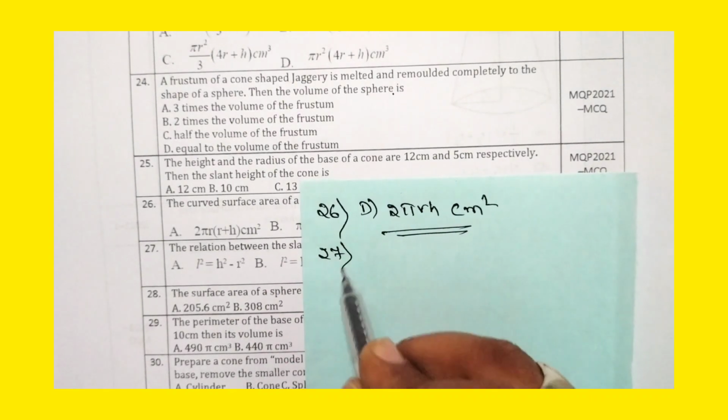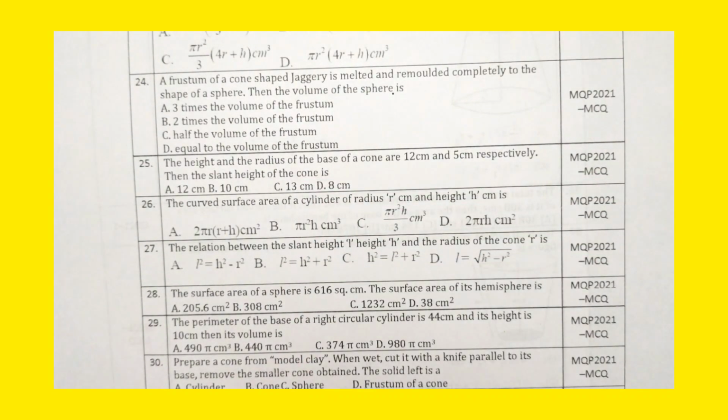Now let us move for the 27th question. The 27th question is the relation between the slant height L, height h and radius R of the cone is. So looking at the relation among these three, among these four options the right answer should be L square is equal to R square plus H square, or L square is equal to H square plus R square. Both are one and the same.